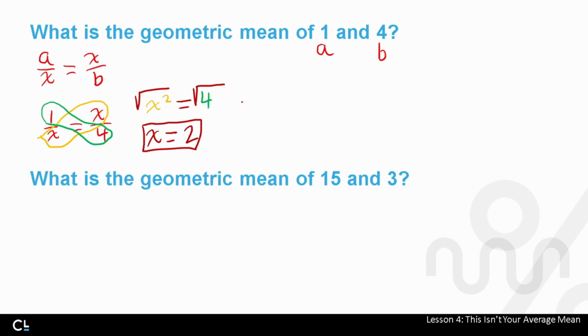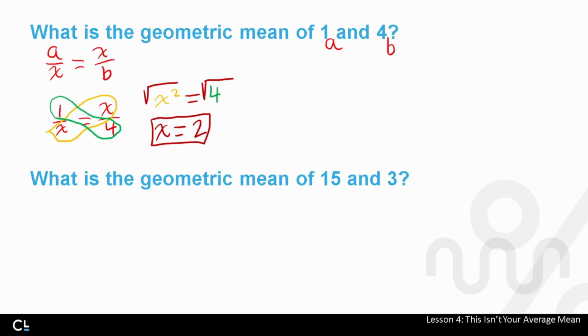Now, I want you guys to be careful, because this doesn't mean you multiply them and then divide by 2, right? Because if you did that for this case, it would give you the same thing. But we're going to see in a moment that it's not going to work for every case, right? All right, let's do this next problem. In this problem, it says, what is the geometric mean of 15 and 3?